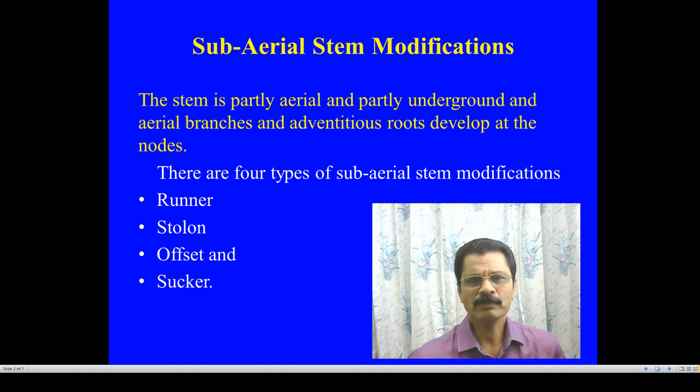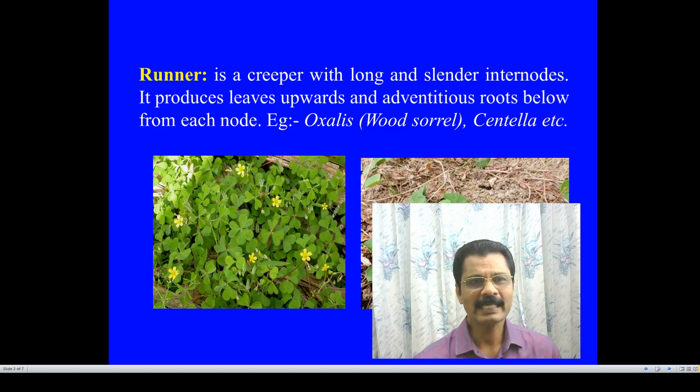There are four types of subaerial stem modifications. There: runner, stolon, offset, and sucker. So most of the teachers and students are confused about the difference between runner, stolon, offset, and sucker. So very simple. We can see one by one. The first one is runner.